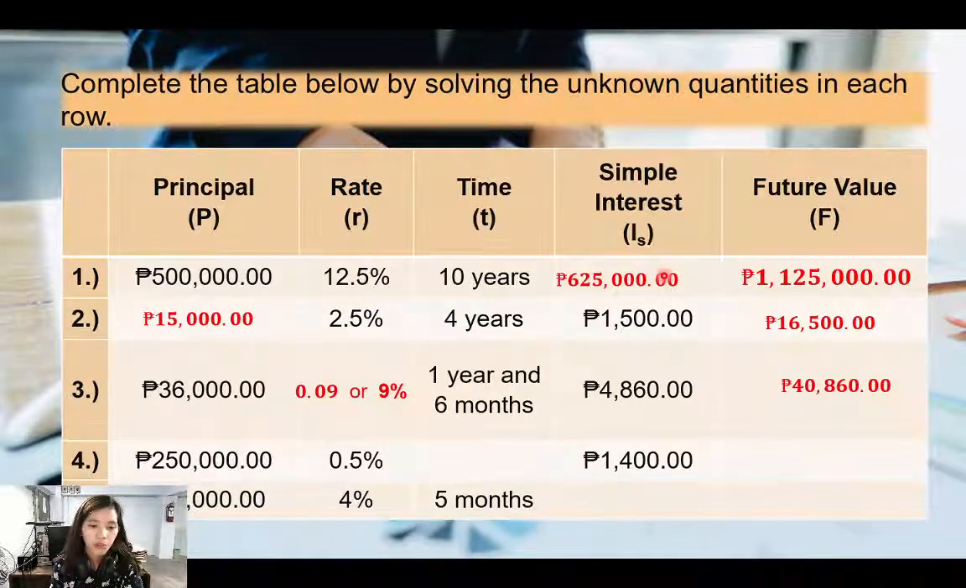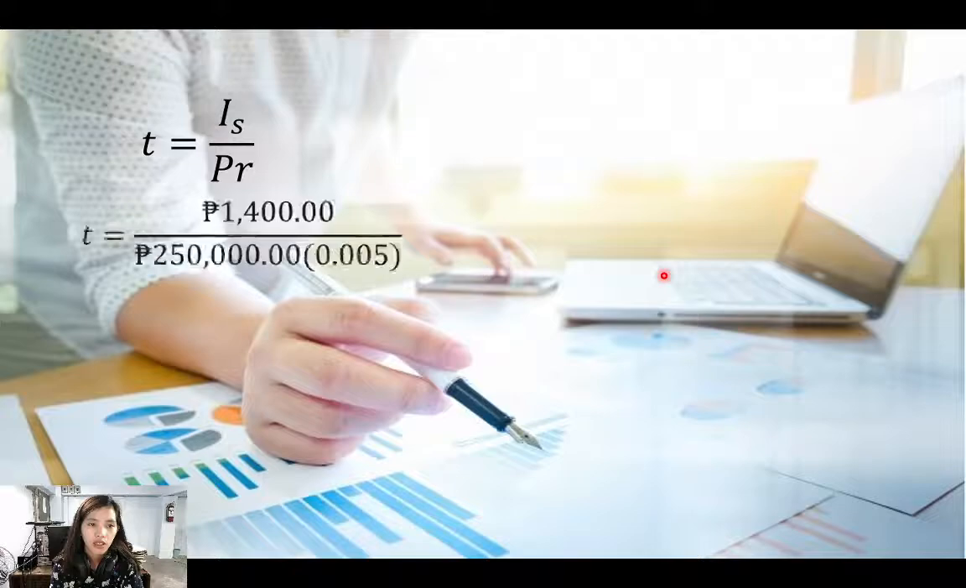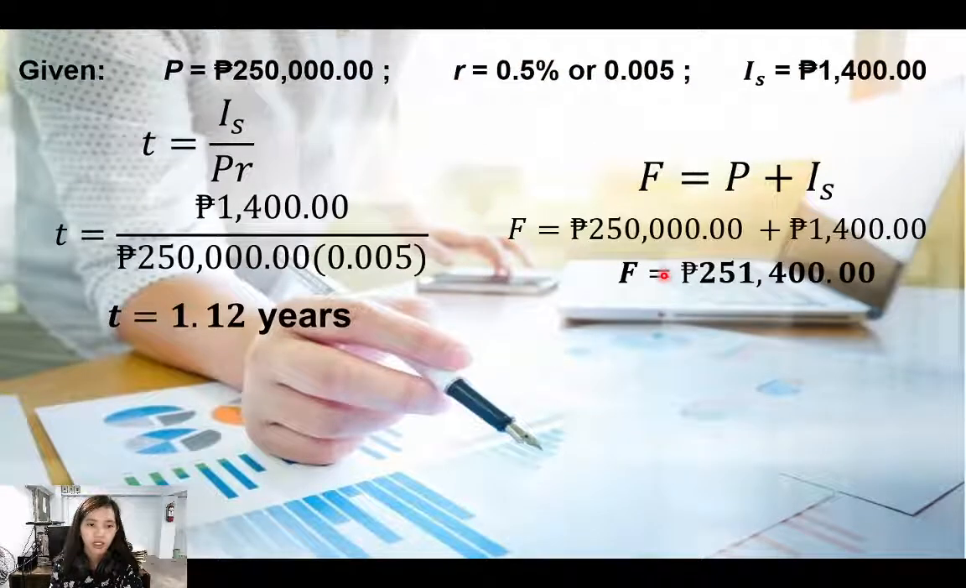Now, let's go for number 4. Nahuli na naman ang ating given. Oops! Sobra. Given are the principal, rate, and the simple interest. For principal, we have 250,000 pesos. And for the rate, 0.5% or 0.005. And for the simple interest, we have 1,400. Now, let's find the time kung kailan ba pinahiram ang pera.